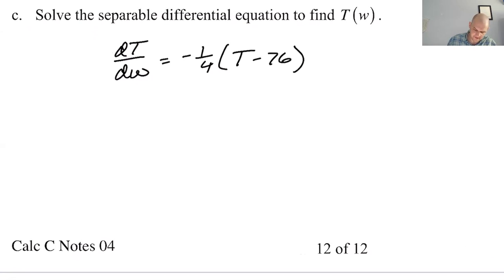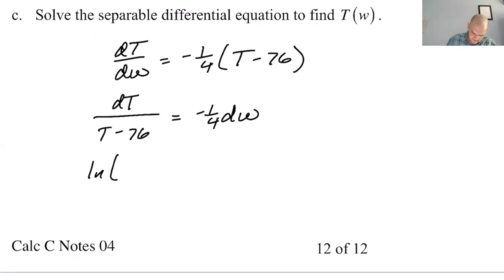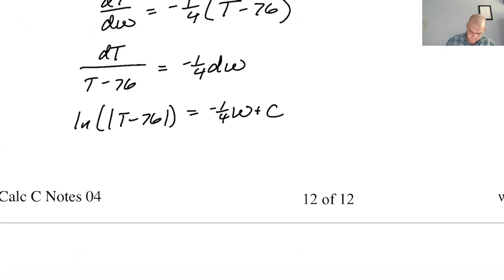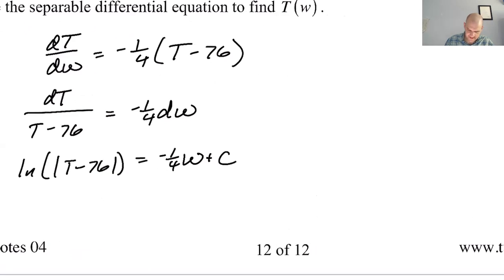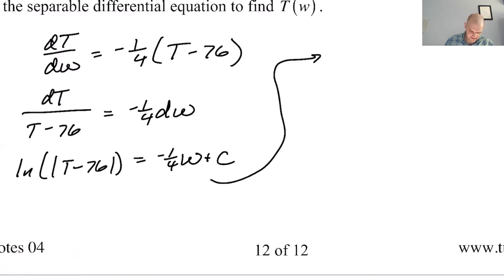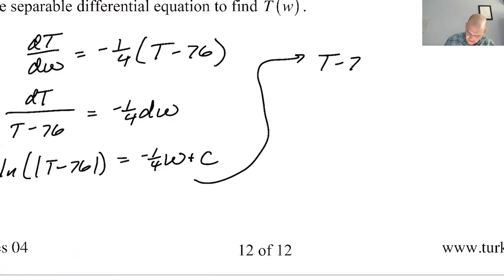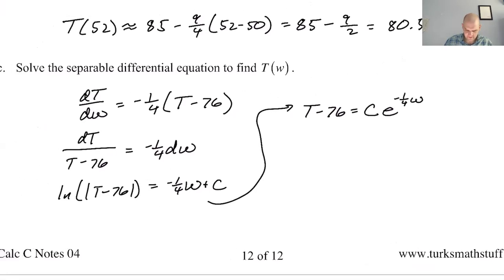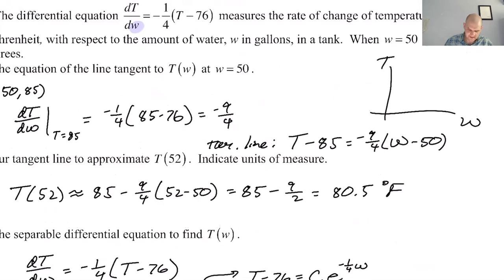So we're going to separate, we're going to integrate. So dT over T minus 76 equals negative 1/4 dW. On this side, we'll get natural log absolute value T minus 76 equals negative 1/4 W plus C. So I'm going to exponentiate and simultaneously get rid of the absolute value. I'm doing a lot in one step here. So T minus 76 is a new C e to the negative 1/4 W. I highly recommend you watch the videos if you don't know what I'm doing there. I'm skipping several steps that I always skip.